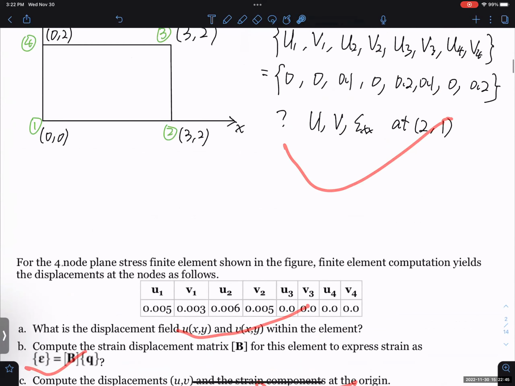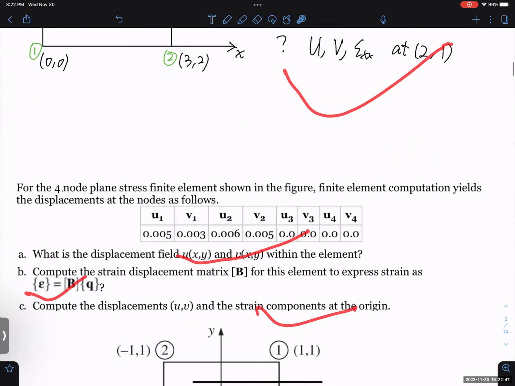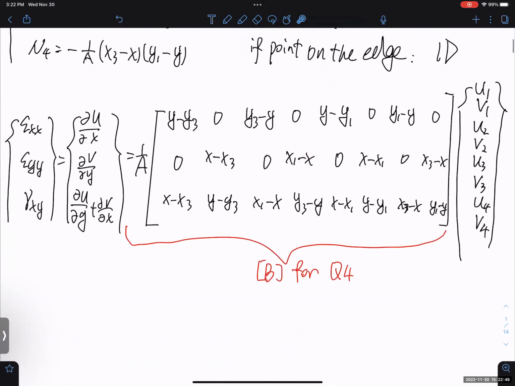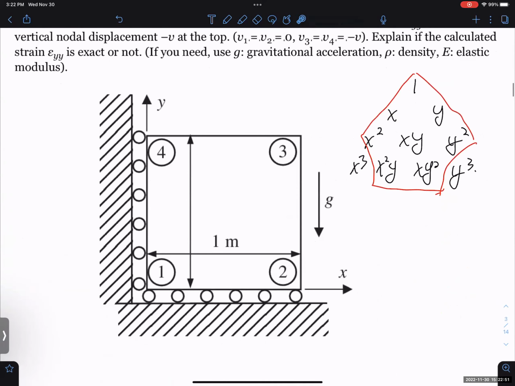So this example problem and homework problem are direct applications of the equations I showed here. And this one I will talk about.